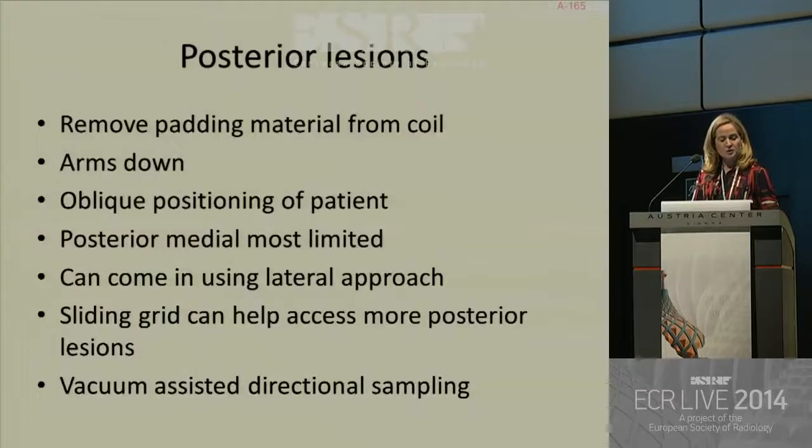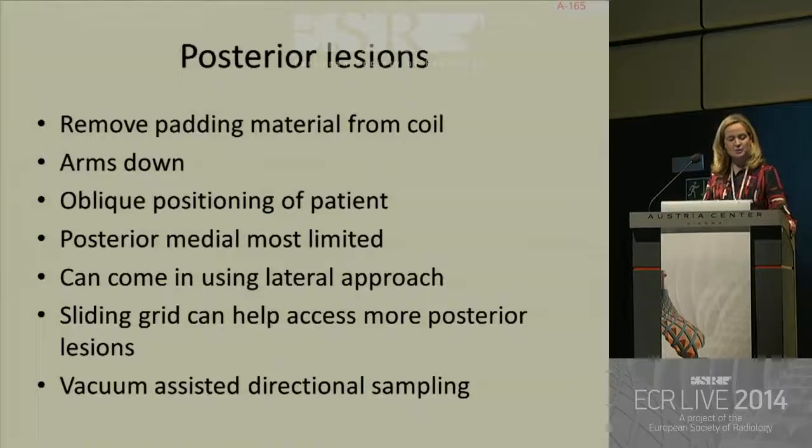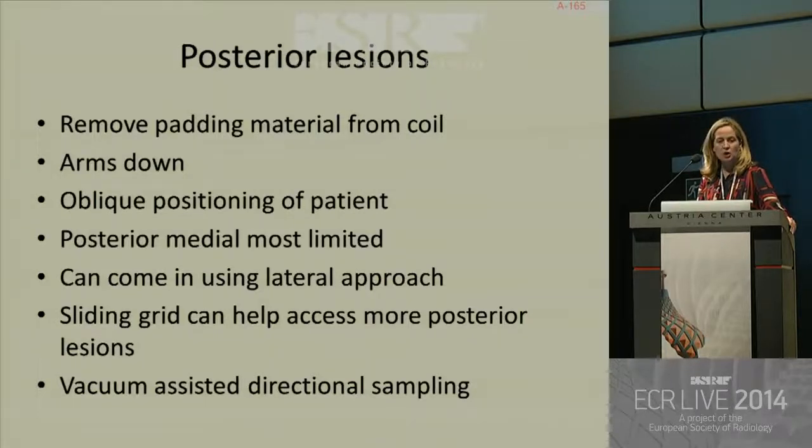So what can we do for those awkward lesions that are difficult to access? Well, for posterior lesions, we can remove the padding material from the coil. We can position the patients with the arms down, and this allows the pectoralis muscle to relax and let the breast drop further down into the coil. We can try oblique positioning of the patient. Posteromedial lesions are the most difficult to access, and this is due to the anatomy of the coil, where the sternal bar is lower than the lateral bar. And in those cases, we need to just use a lateral approach.